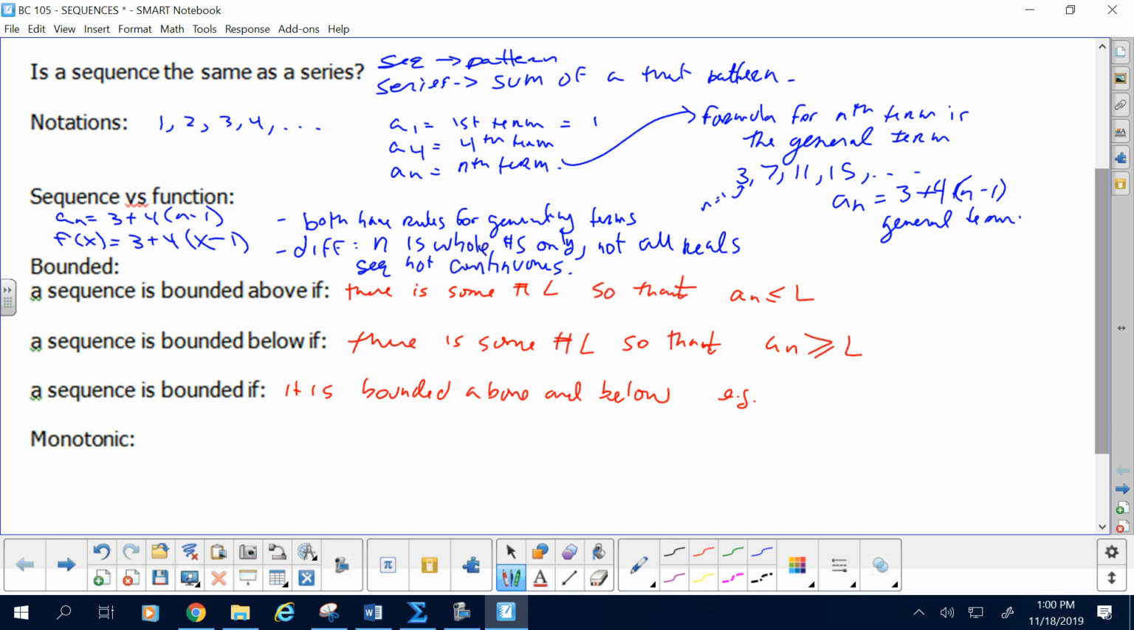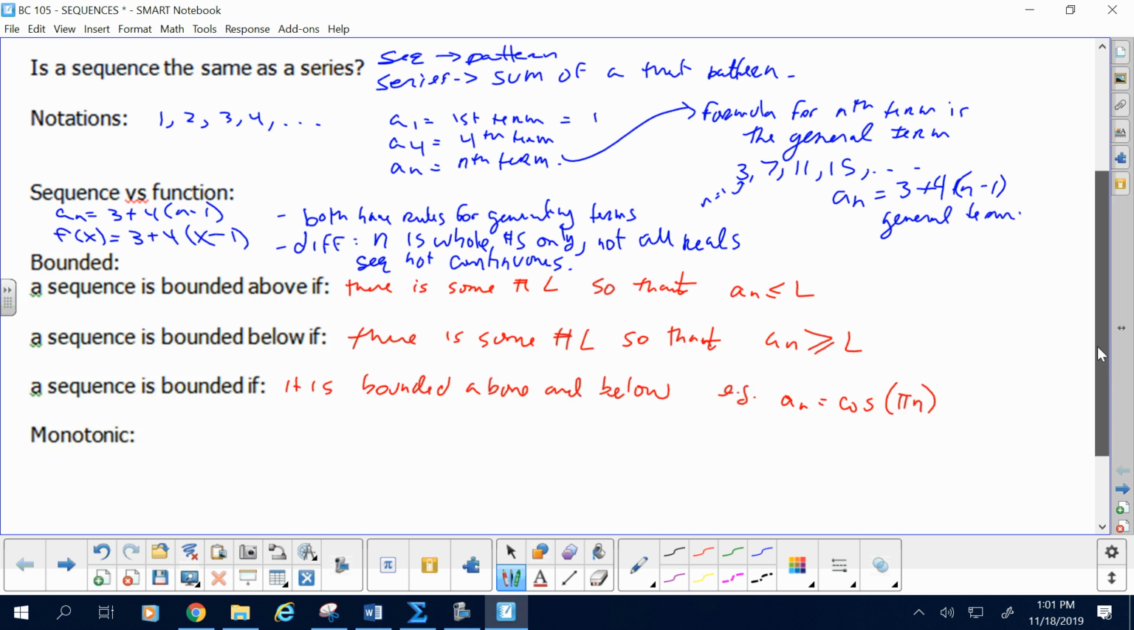For example, a sub n equals cosine of pi n. Give me the first term of that sequence. Assume the first thing that goes in is 1. So the first term is negative 1. The next term is 1. Third term is negative 1. Fourth term is 1. Okay, so it is bounded above and below, bounded below by negative 1 and above by 1. So it is bounded.